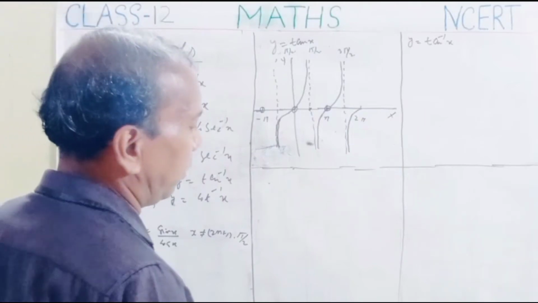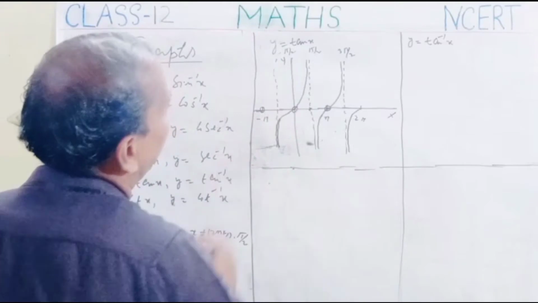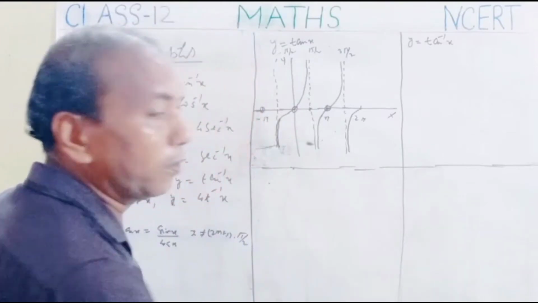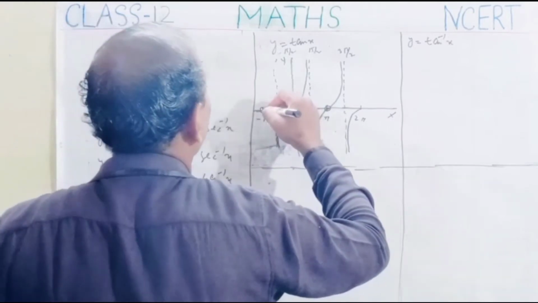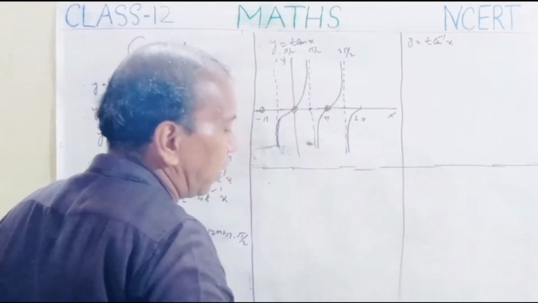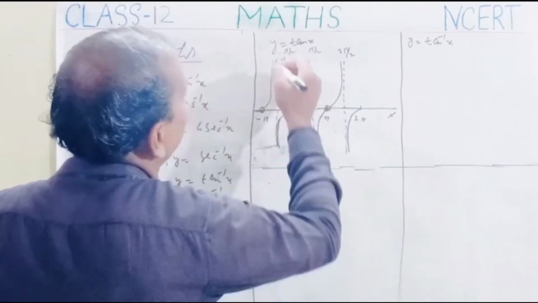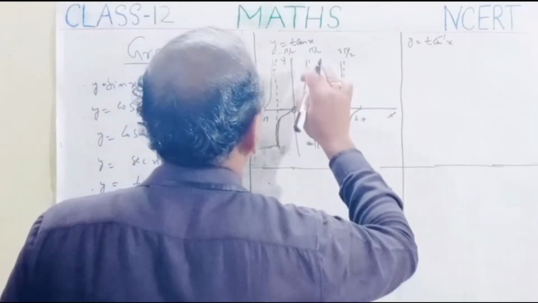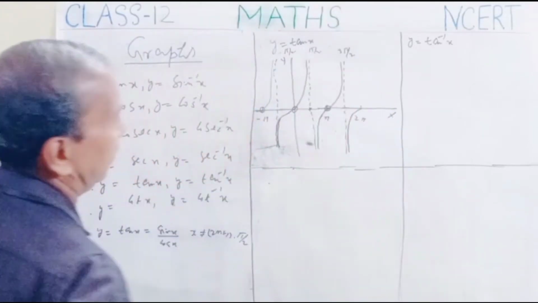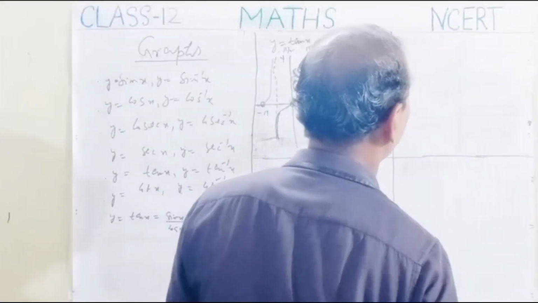Now come to pi by 2. At pi by 2 it is not defined, but the value at minus pi is 0. At minus pi by 2 it is not defined, so the graph will be something like this. Again I am repeating, these points are at infinity. Now, tan x I have already explained.